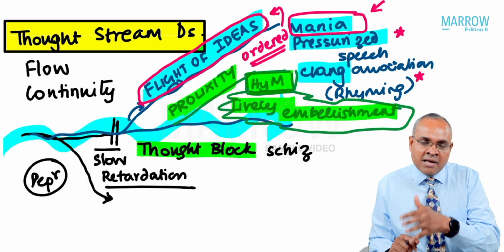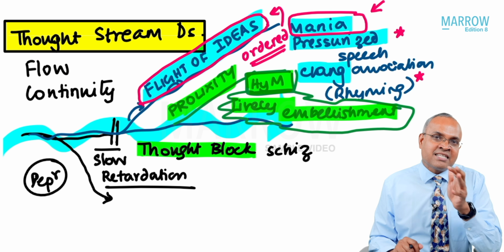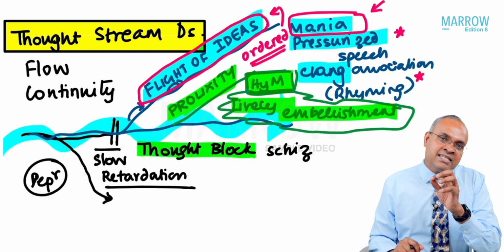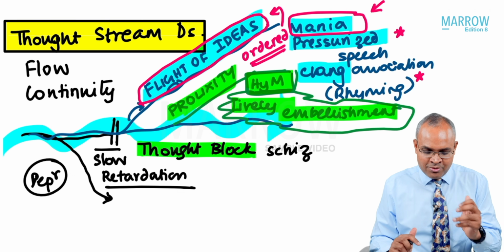Prolixity of speech is seen in hypomania. Pressurized speech, clang association, and flight of ideas are seen in mania. Ordered flight of ideas is the other name for prolixity of speech. These are all supposed to be remembered for you in exams.